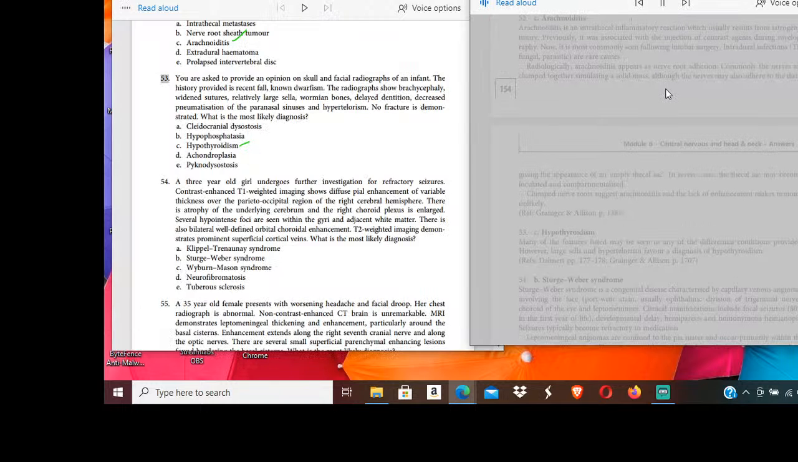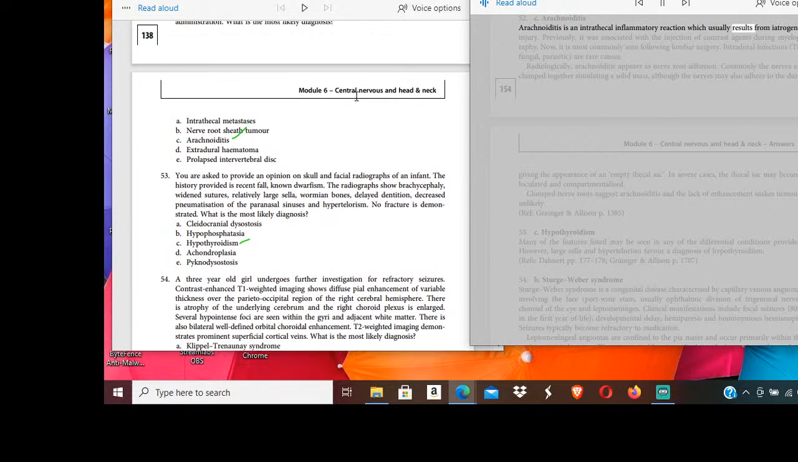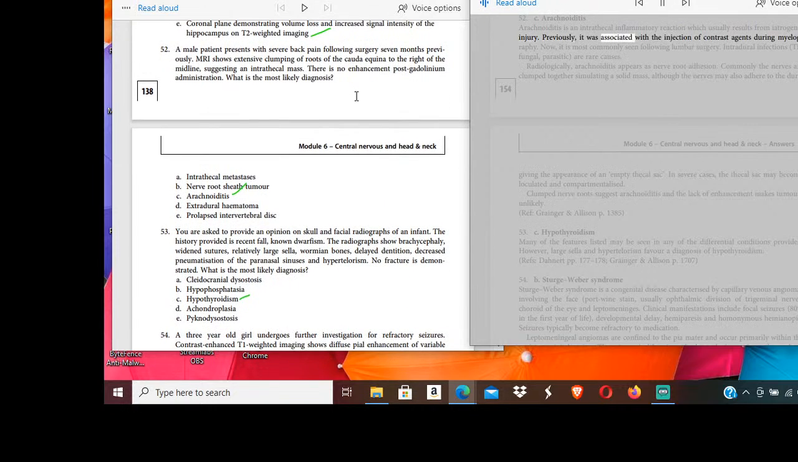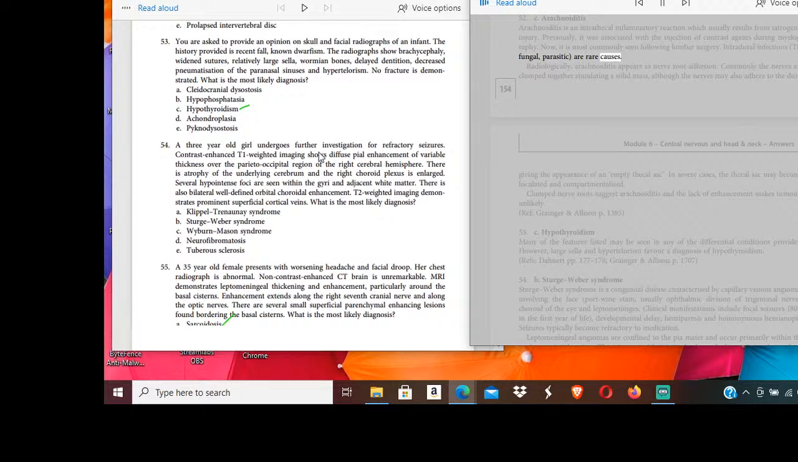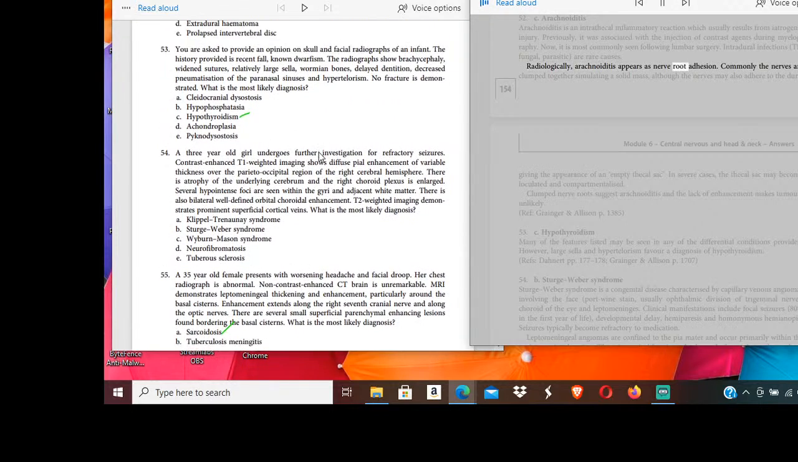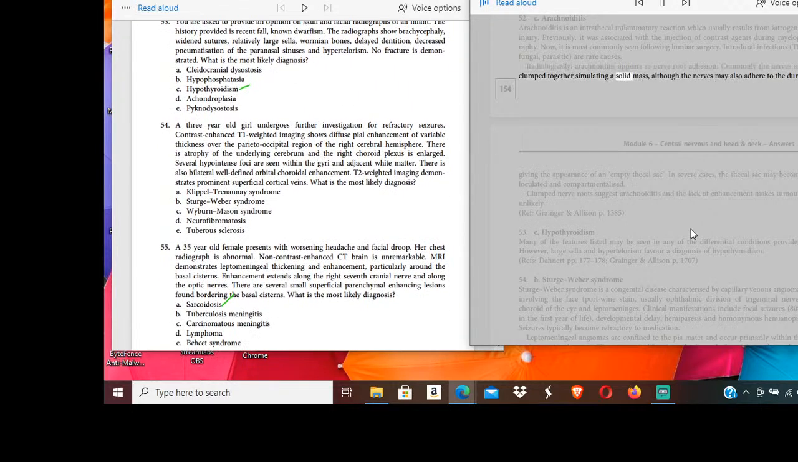52. C. Arachnoiditis. Arachnoiditis is an intrathecal inflammatory reaction which usually results from iatrogenic injury. Previously, it was associated with the injection of contrast agents during myelography. Now, it is most commonly seen following lumbar surgery. Intradural infections, TB, fungal, parasitic, are rare causes. Radiologically, arachnoiditis appears as nerve root adhesion. Commonly the nerves are clumped together simulating a solid mass, although the nerves may also adhere to the dura.